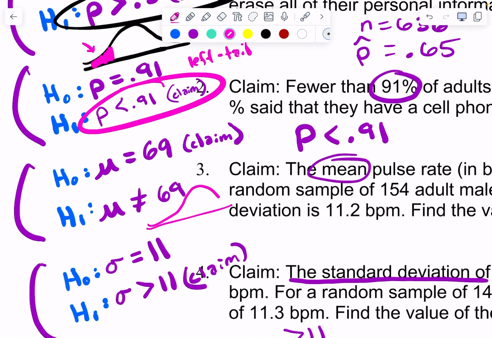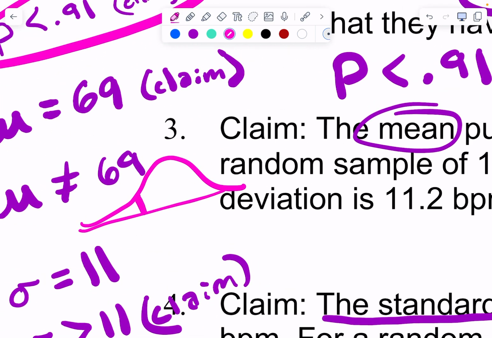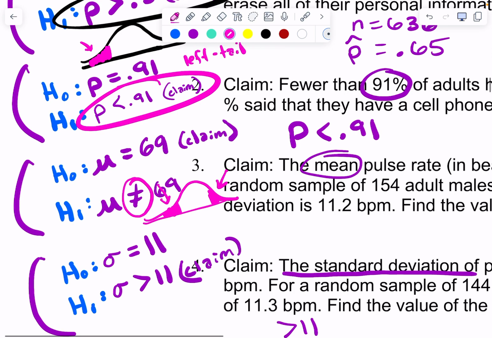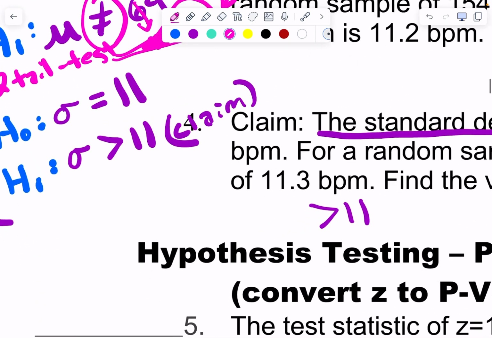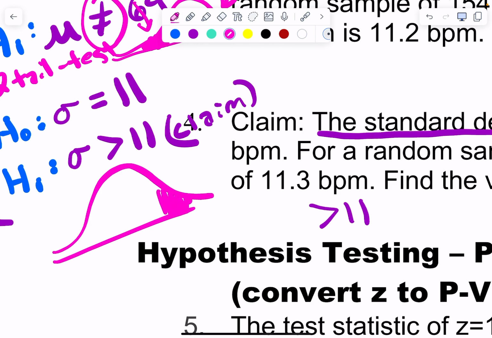Left tail, right tail, or two tail? Two tail, because I don't know if it is greater than or less than. I'm just saying not equal to. So it could live over here or it could live over here. So this is going to be a two-tailed test. And then the last one, number 4. If we put a bell curve on it, it is going to be a right tail because it's greater than. So we're looking at this right tail. What's considered to be an extreme value there? Got it?